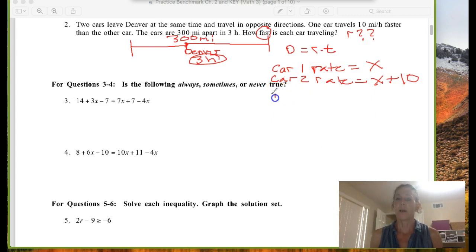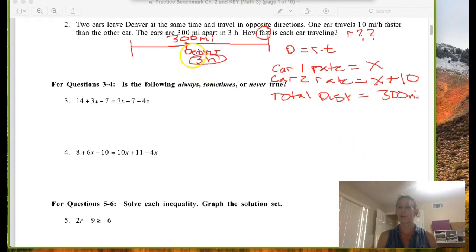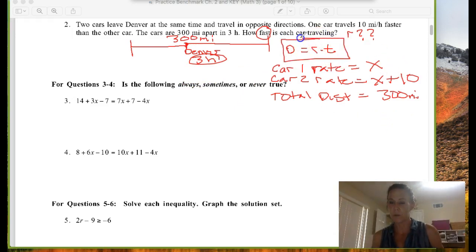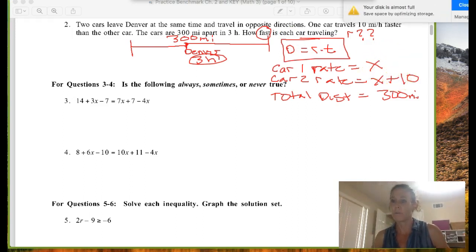Now the total distance is 300 miles. Or excuse me, 300 miles, not per hour. That would be really fast. 300 miles. For 3 hours, how far did they go? Well, let's use our formula. Distance equals rate times time. We have car 1's rate and car 2's rate. So let's go ahead and figure out the distance for each car.